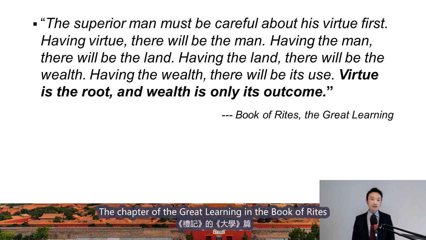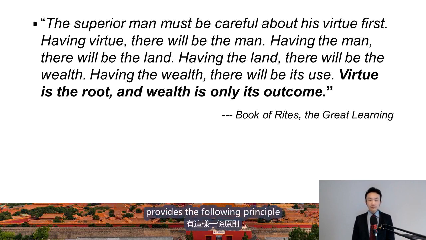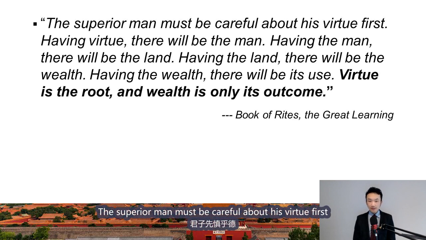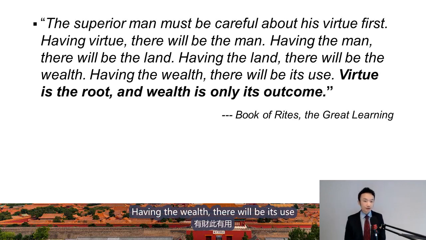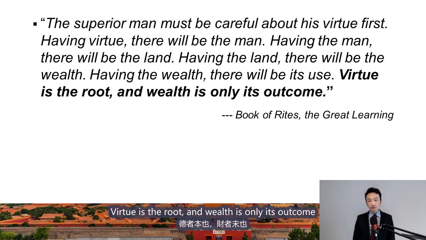The chapter of the Great Learning in the Book of Rights provides the following principle. It says, the superior man must be careful about his virtue first. Having virtue, there will be the man. Having the man, there will be the land. Having the land, there will be the wealth. Having the wealth, there will be his use. So virtue is the root, and wealth is only its outcome.